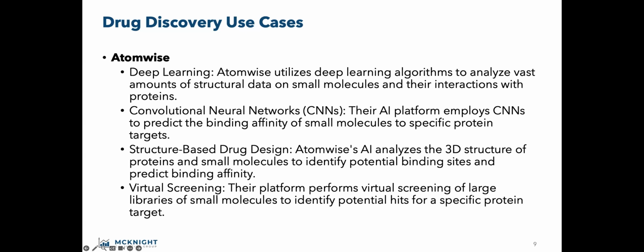And it helps them identify potential drug candidates and reduces the time and costs associated with traditional drug discovery methods. It's improving their hit rates, increasing the likelihood of identifying high-quality hits, reducing the need for extensive experimental screening. So more hits than misses for Atomwise as a result of using AI.